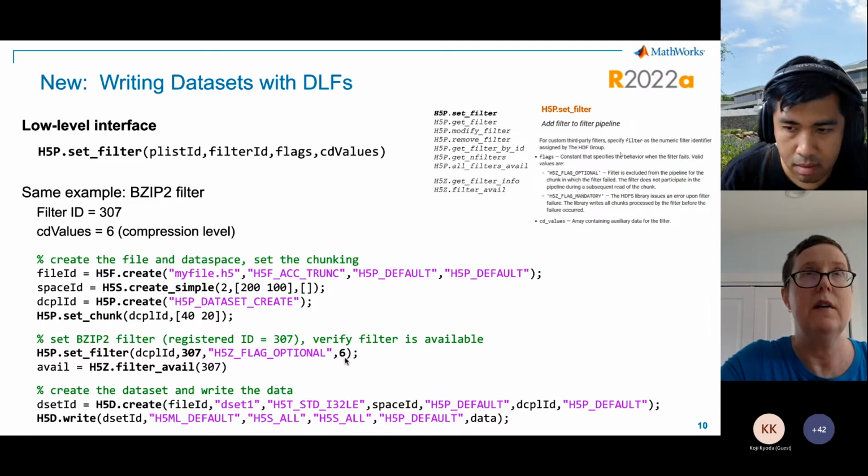filter optional data for the filter, the CD values. And then you can check to see if the filter is available, to double check, and then you just create the data set and write it as usual. And this is an excerpt from our doc. We don't just have H5P set filter, we have about 7 or 8 of the H5P interface filter-related functions and the 2 ones in the H5Z API.